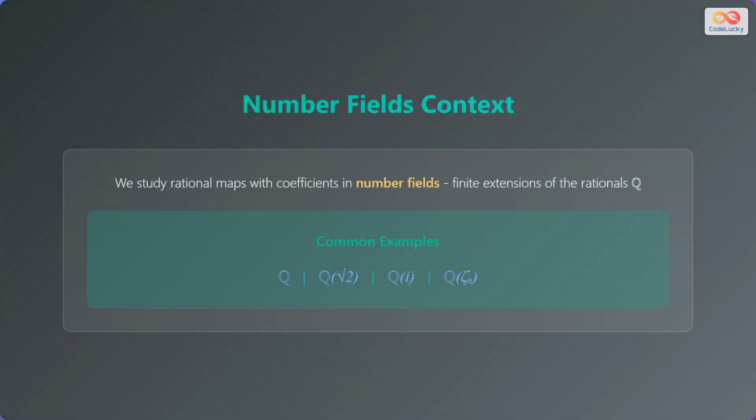We study rational maps with coefficients in number fields, which are finite extensions of the rationals, denoted by Q. Common examples of number fields include Q, Q of root 2, Q of i, and Q of zeta n.